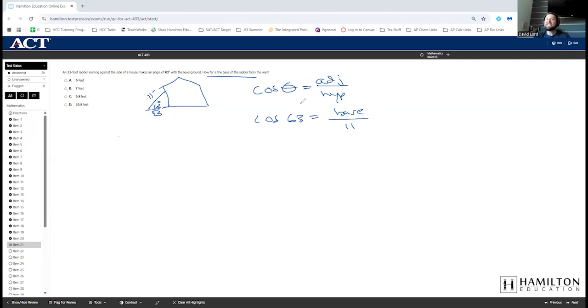Make sure your calculator is in degree mode. A lot of times the SAT and the ACT like to switch between degrees and radians, and that can cause you to make a small mistake on your calculator. But once you do that, you get a base of 4.99, which is 5.